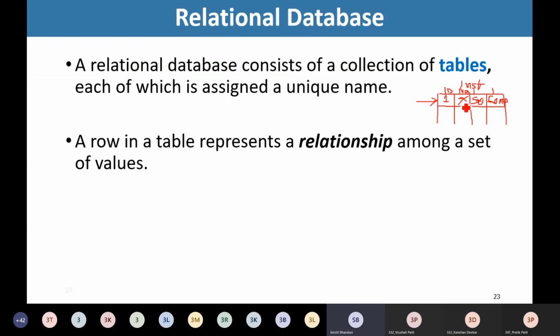So these values are interrelated. Value X is related with ID 1. Got it? Yes, ma'am. Fine. So every row in the table is really meaningful and provides us some set of values. Those are related, having some relationship. Okay?